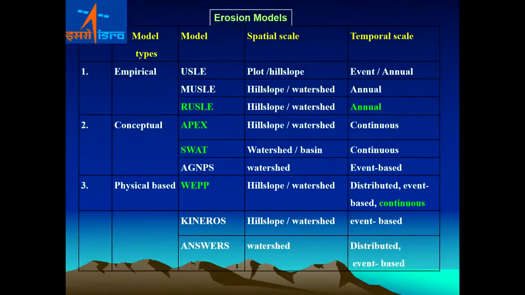What are those models? We can see some of the list I have given here. Empirical models: USLE, which is a plot model or hill slope model, and RUSLE, the Revised Universal Soil Loss Equation. This is the Universal Soil Loss Equation, which also calculates the annual loss. For physical based models, the most common is WEPP, the Water Erosion Prediction Project. This is available as a hill slope model and a watershed model. It gives a continuous soil erosion estimate.